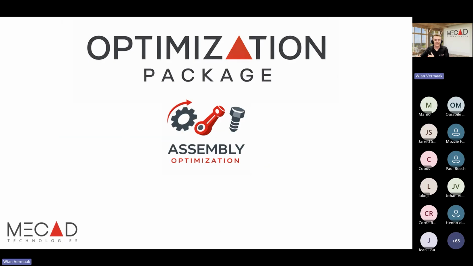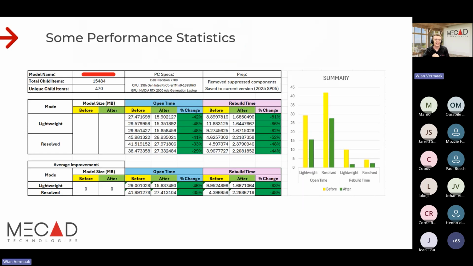Alrighty. So next thing, let's take a look at some statistics. Granted, this is the biggest and the best result we've ever had using this tool. It was on an assembly that has 15,484 components, just to prove to you that these tools are made for massive assemblies, not just the small jack assembly that I have. It's designed specifically for the massive assemblies. So 15,000 plus components, of which 470 components are unique.